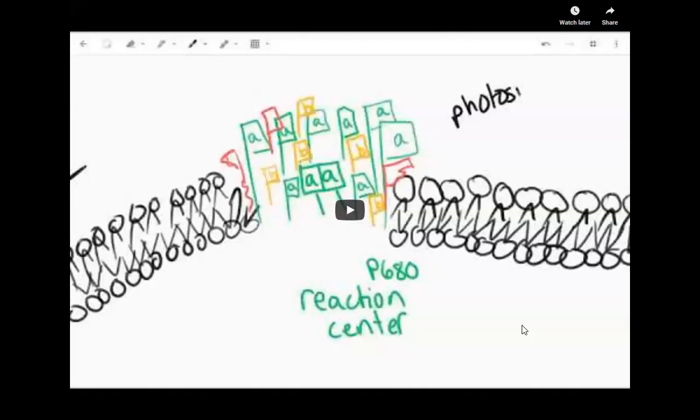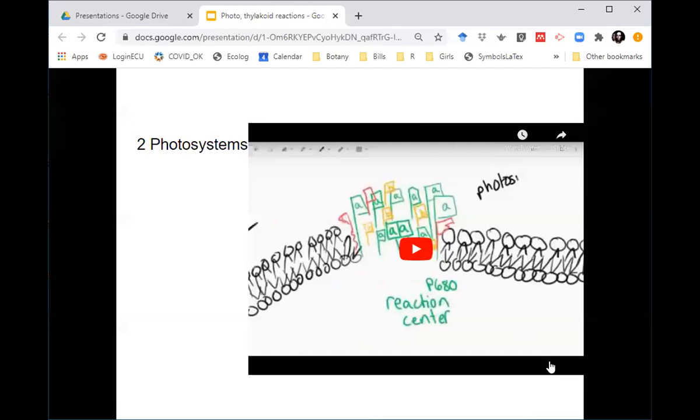Light on. All right, so those are our two photosystems. I really should figure out how to escape. I don't know. Do you guys know?